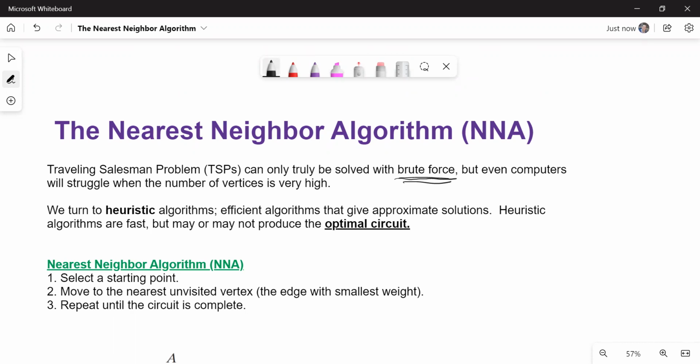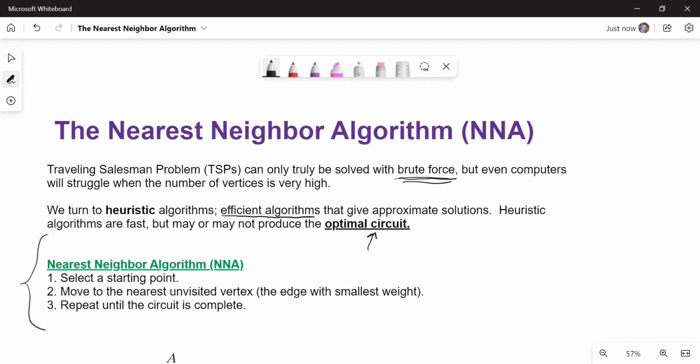So we're going to turn to a different type of algorithm, a heuristic algorithm, which is an efficient algorithm, meaning it's fast to find the route, but it only gives an approximate solution. It doesn't necessarily give the best one, which we call optimal. Here is one of those algorithms. We're going to look at 3 different ones, 2 this week and 1 next week. The first one is called the nearest neighbor algorithm.